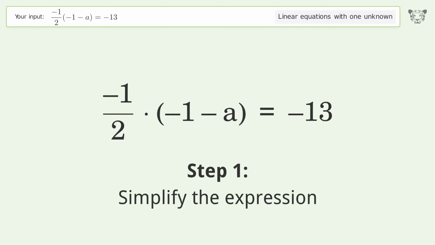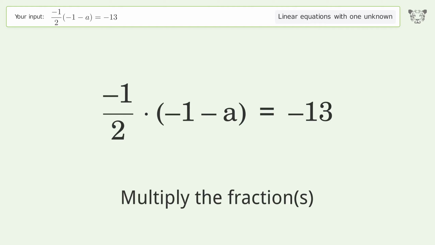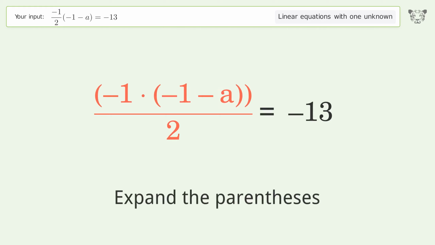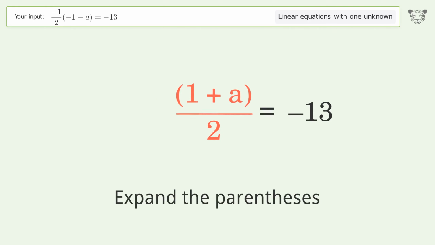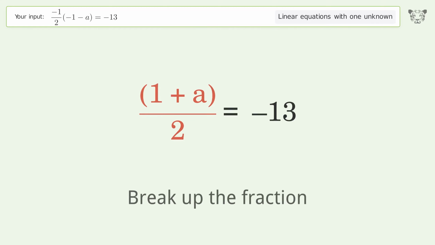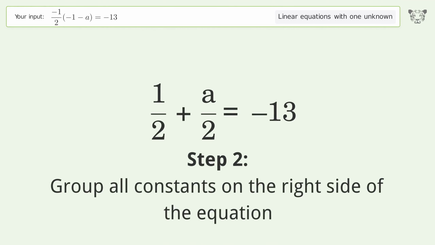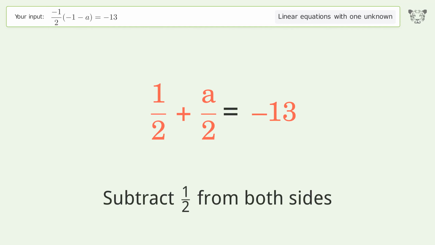Simplify the expression. Multiply the fractions. Expand the parentheses. Break up the fraction. Group all constants on the right side of the equation. Subtract 1/2 from both sides.